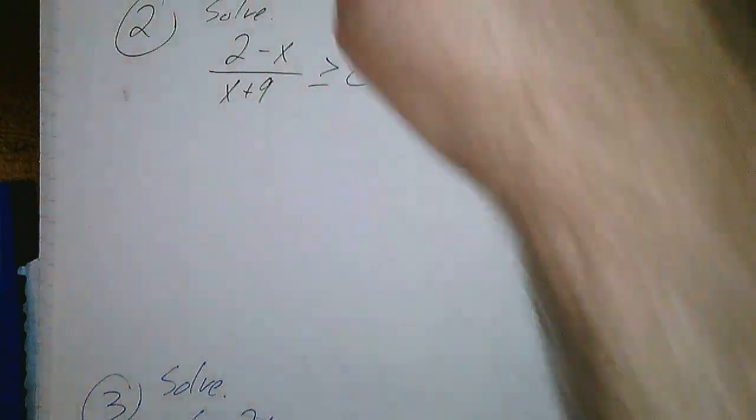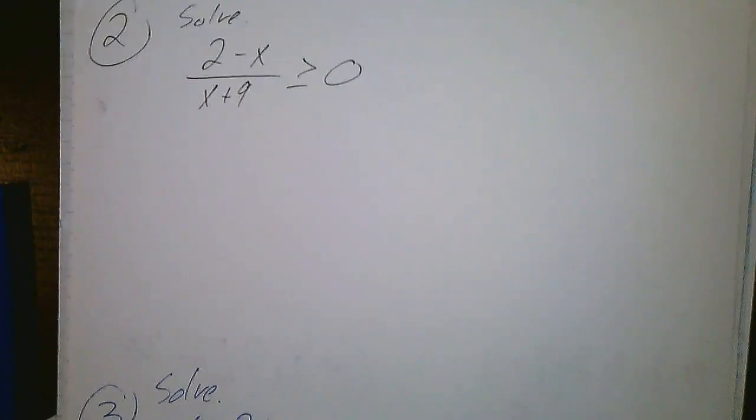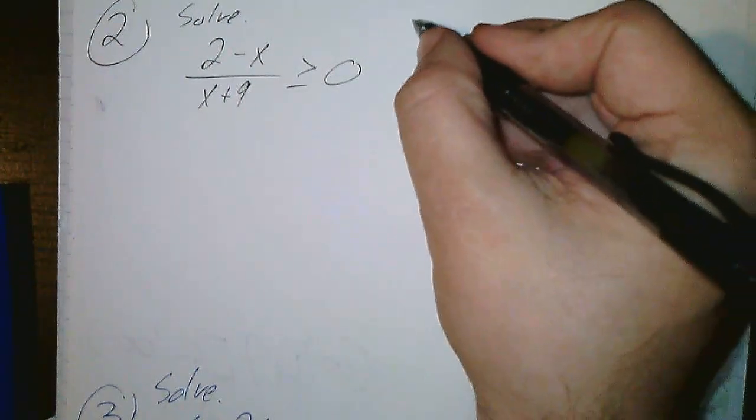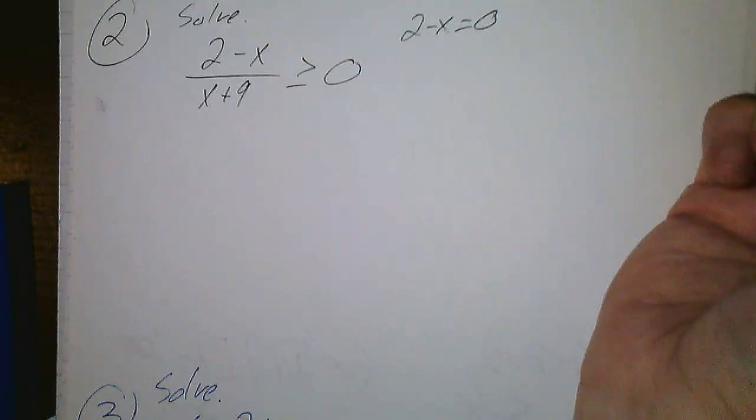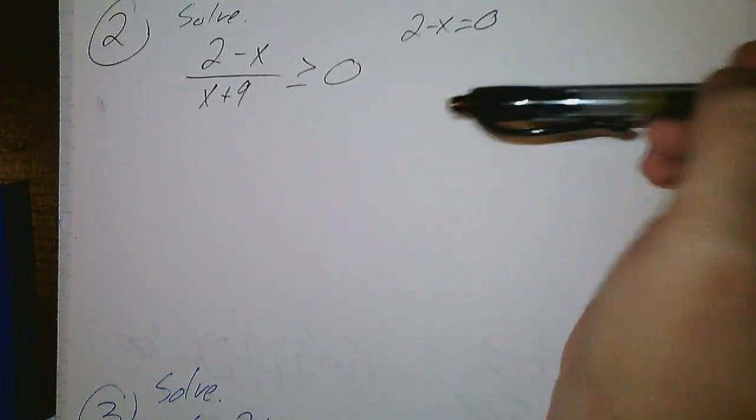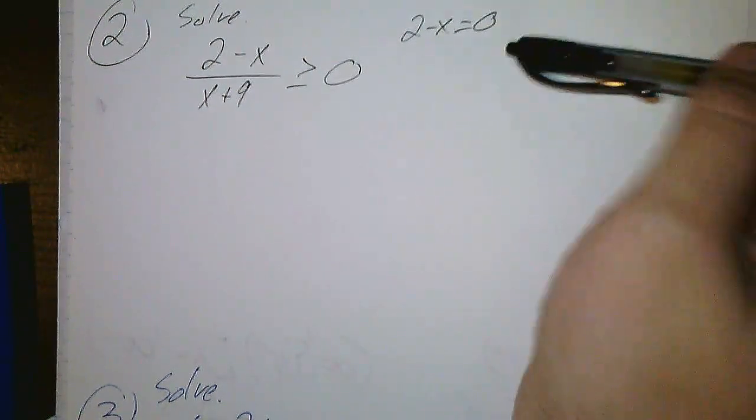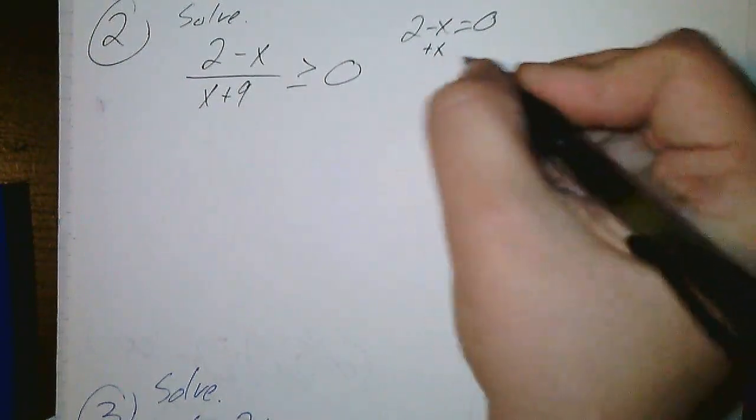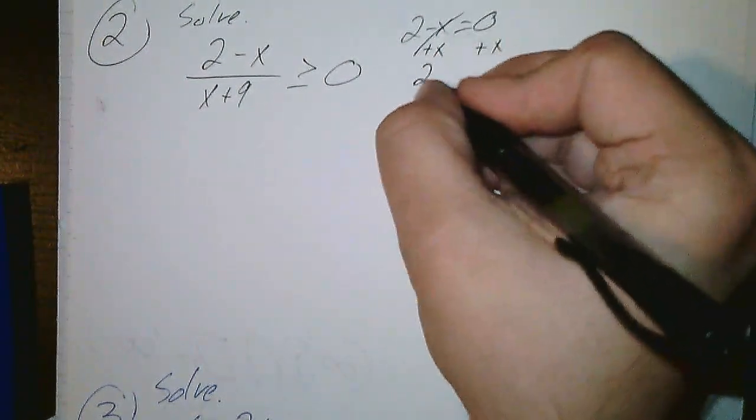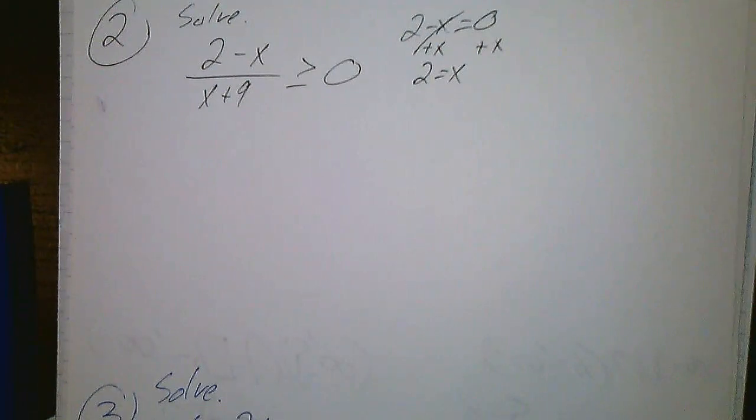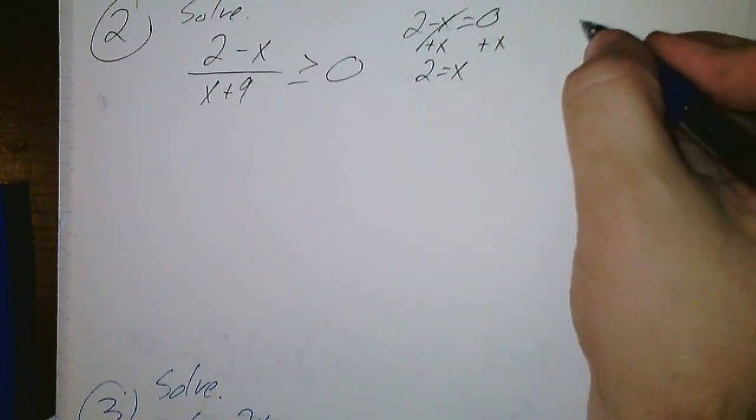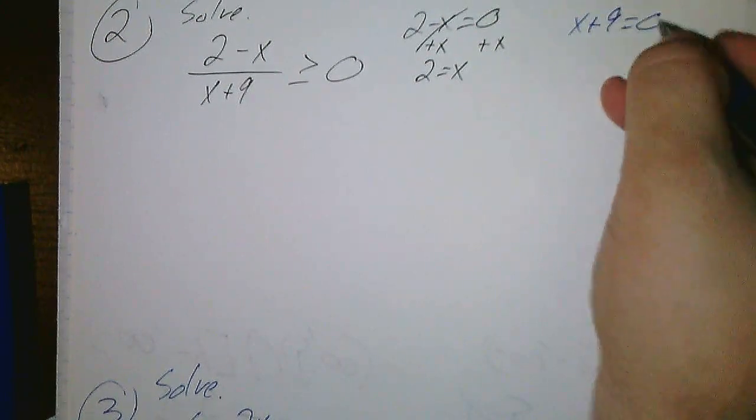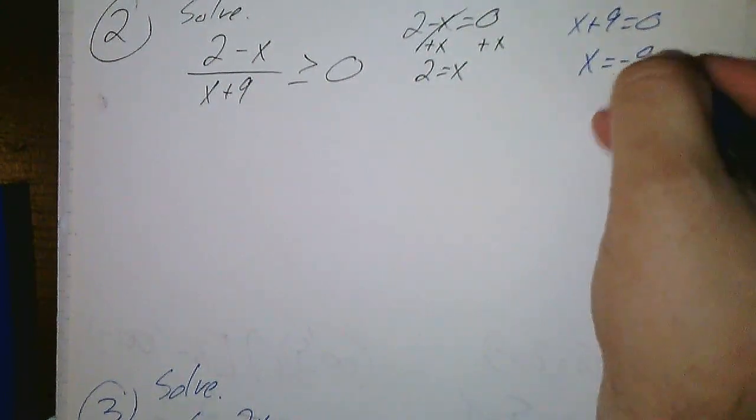For number 2, again, we find our turning points by setting the numerator and denominator equal to 0. A lot of students subtract 2 and then divide by -1. You can just add x. So there's a solution, x equals 2. And then x plus 9 equals 0 gives us our asymptote.